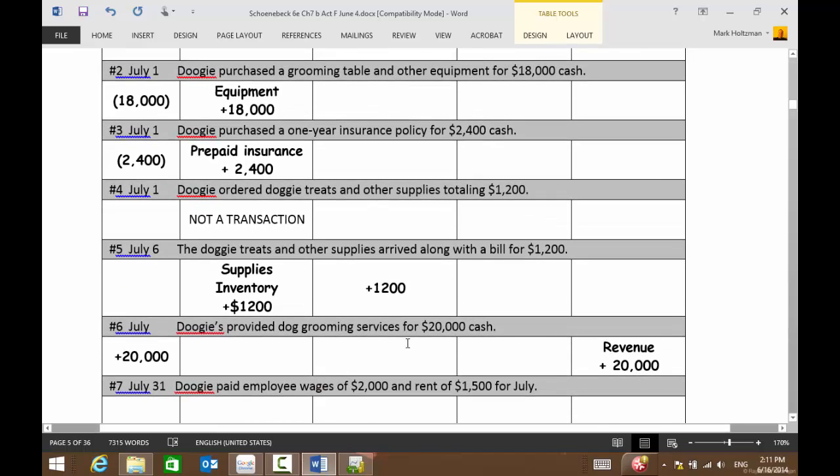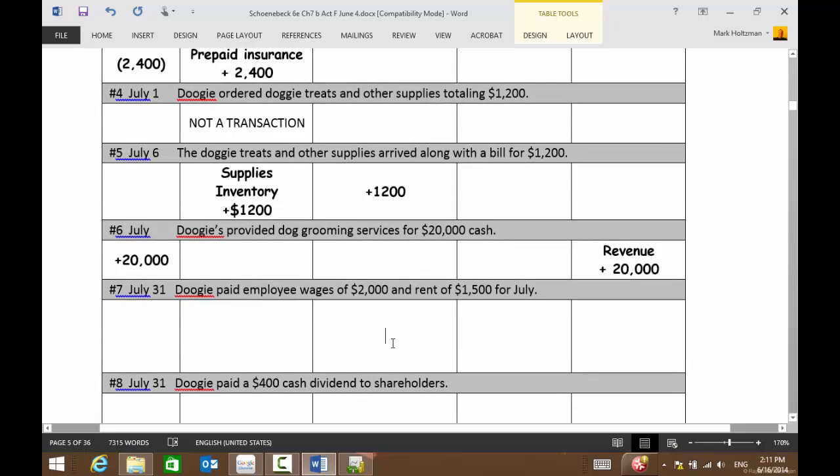Doogie's provides dog grooming services for $20,000 cash. We did this before. So we receive $20,000 cash, cash goes up, and revenue increases retained earnings by $20,000. This next one is a little tricky. Paid employee wages of $2,000 and rent of $1,500 for July. So first question is, what happened to cash? It decreases by how much? By $3,500. What other accounts are going to be affected?